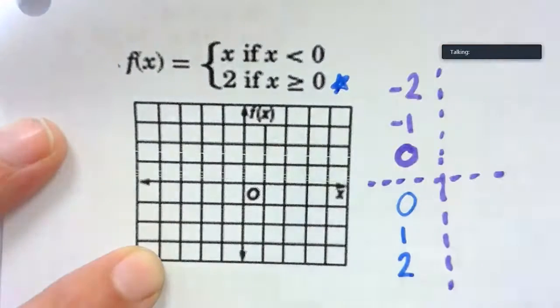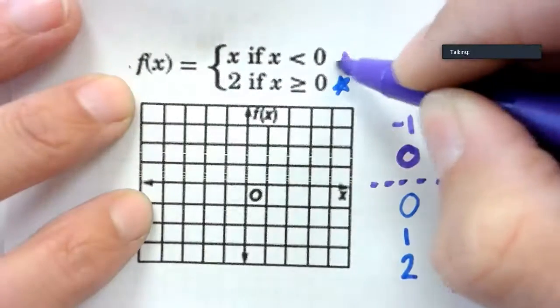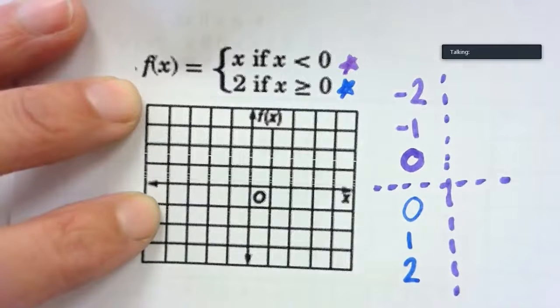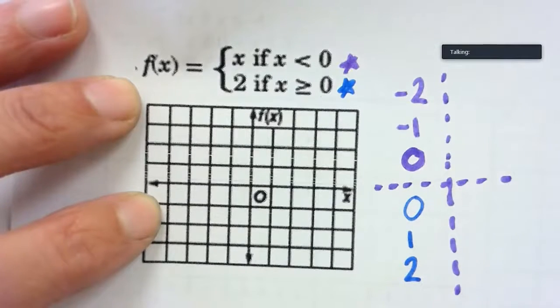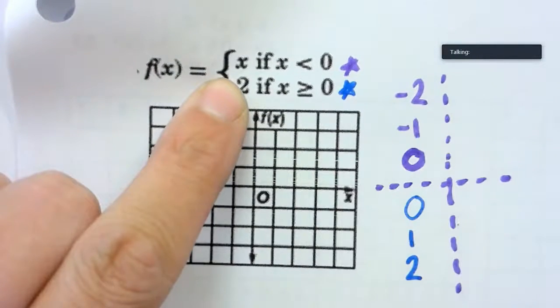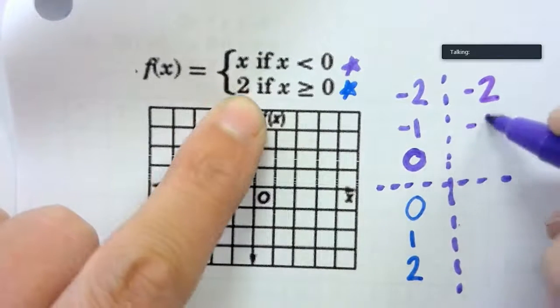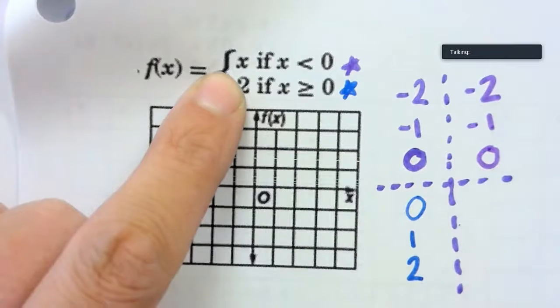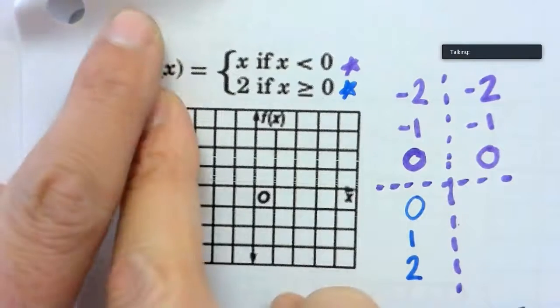So the bottom equation is x values greater than or equal to 0, and the top equation is for x values less than 0. Yes? No. Just as long as you know which equation they go to, it doesn't matter. So -2 plugged into x gives -2. -1 plugged in gives -1. And 0 gives 0. This graph is open and shading to the left.